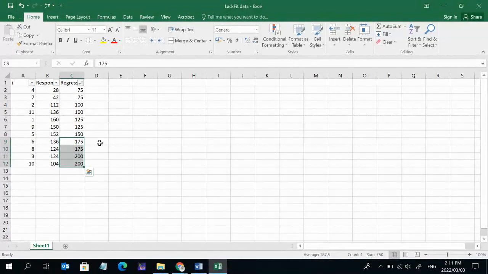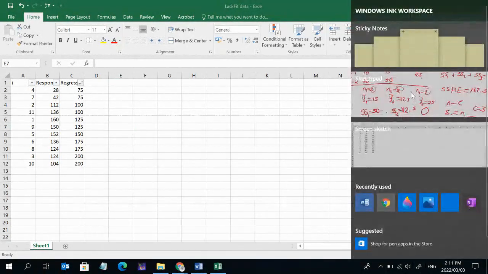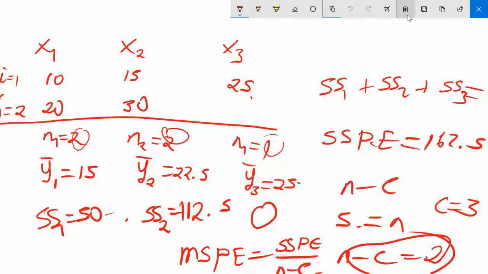So now I'm taking it to the whiteboard. I'm going to write this. How many levels of X are we having? 6. So we have 6 X levels. Now we have X1, X2, X3, X4, X5, X6.